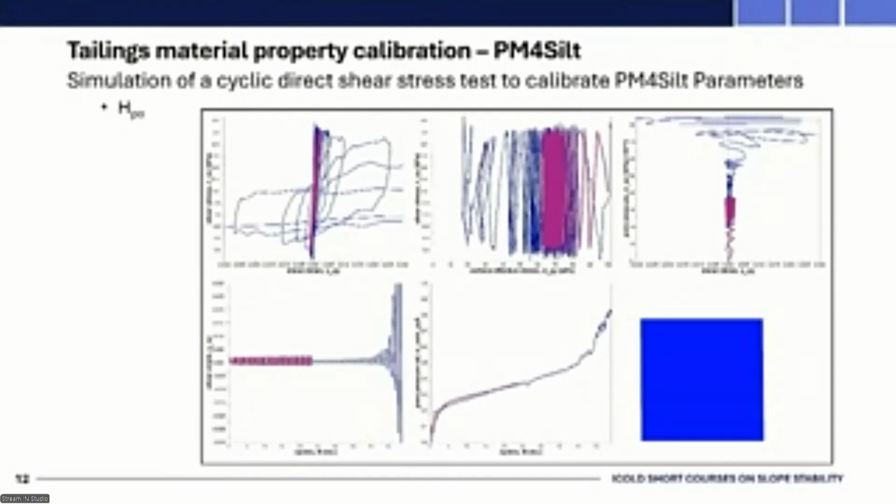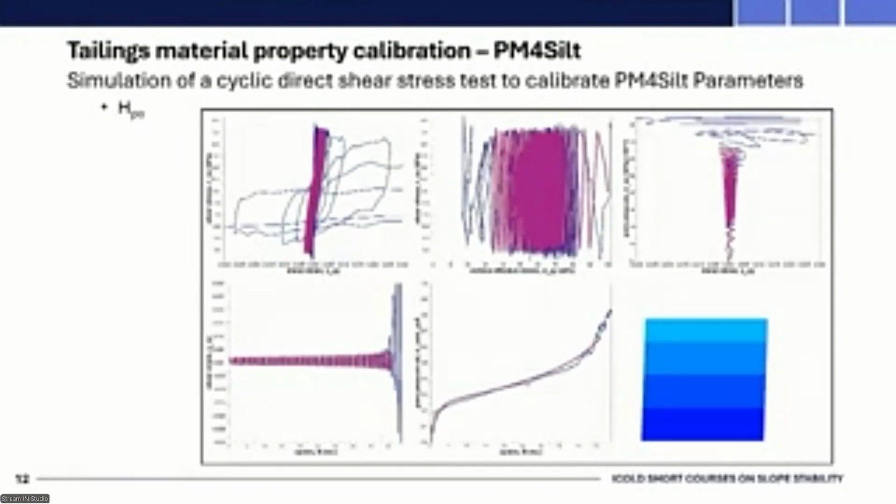One of the plots that we try to match best is the bottom center plot, which is the pore pressure ratio on the y-axis and number of cycles to failure. You can see this test took about 50 cycles to fail.